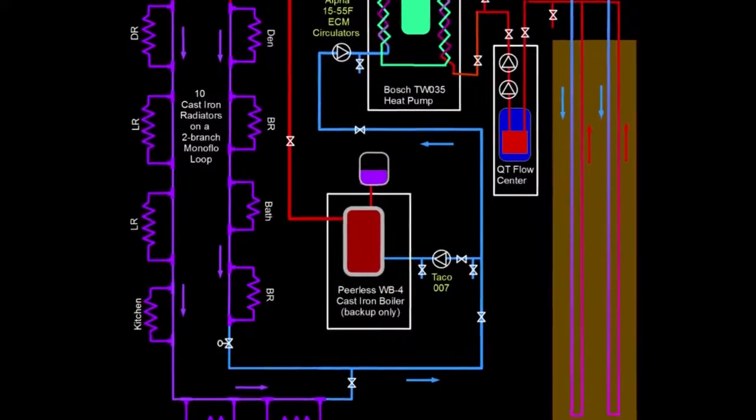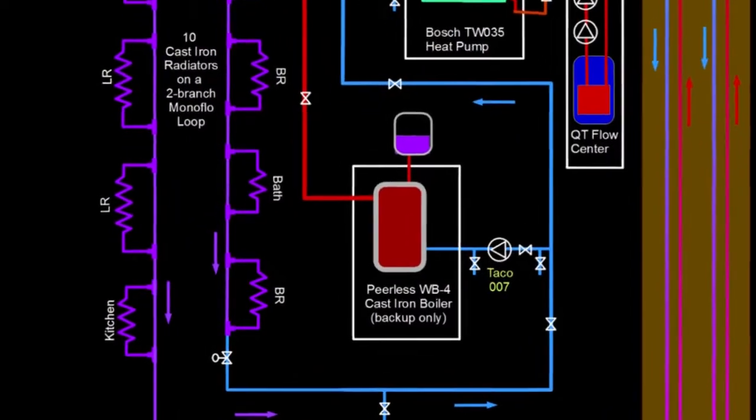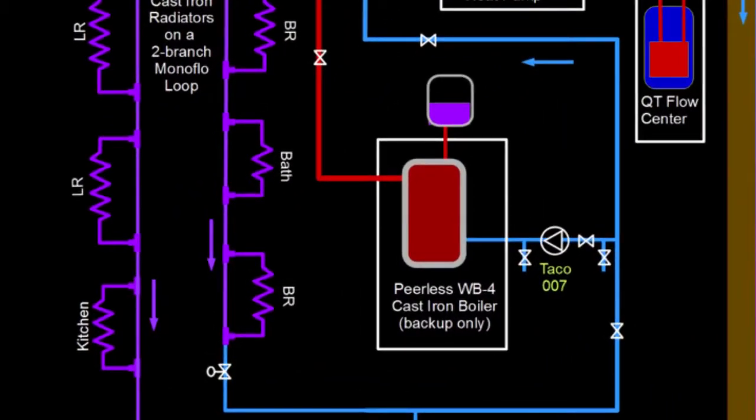With a couple of manual ball valves, we can easily switch back to the old oil-fired boiler in case of exceptionally cold weather. But in fact, in 4 years of operation, we've never had to do that. We've always got sufficient heat from the geothermal system.